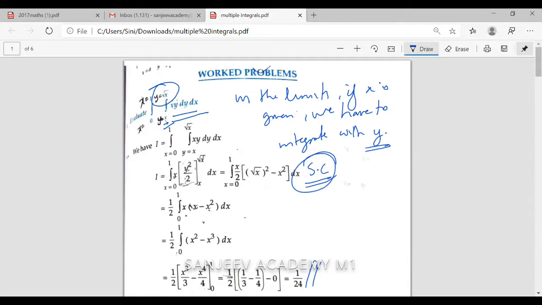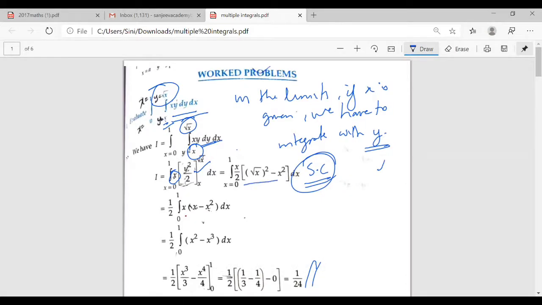Then what I told you: if x is in the limits, we have to integrate with respect to dy. If we are doing dy, then x is a constant. So what is integral of y? y square by 2, correct? Just like integral of x power n dx is equal to x power n plus 1 by n plus 1.